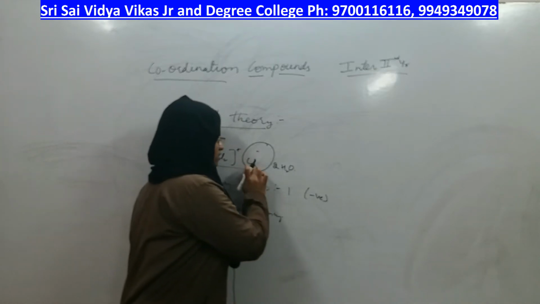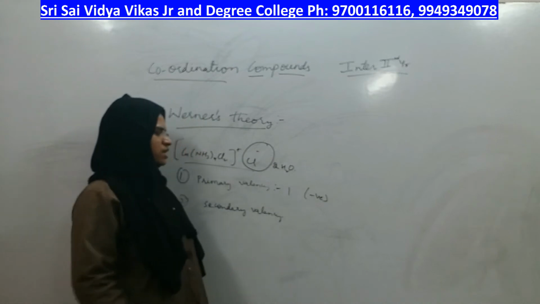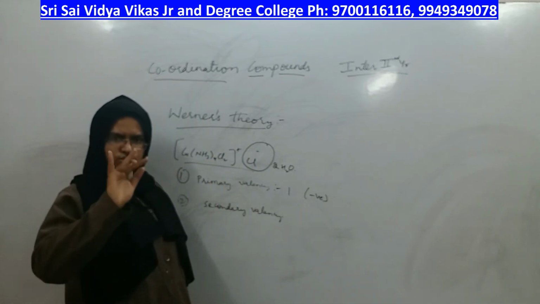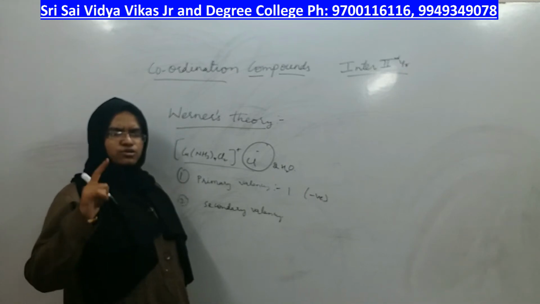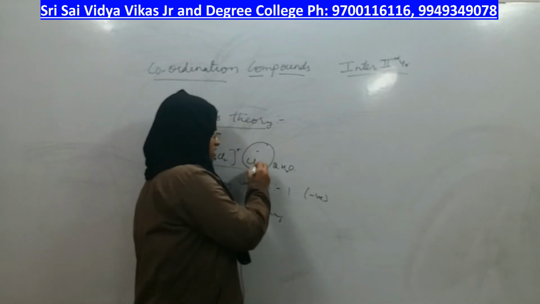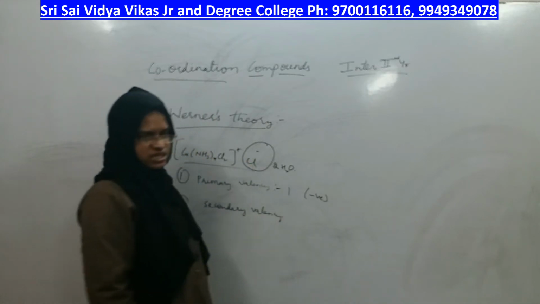You should not count 3 molecules as present, one for chlorine and water, total 3, so primary valency is 3. No, you should not do it like that. You should only see the negative ions outside the sphere, which is only this. So, its primary valency is this.